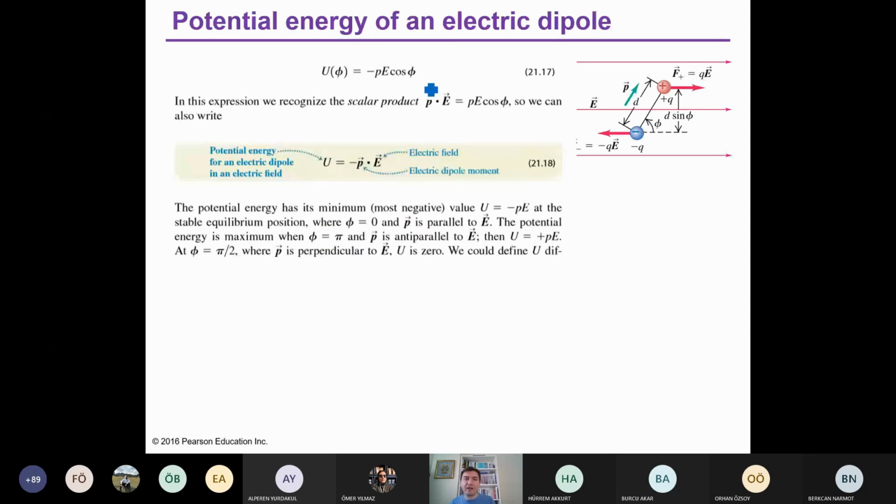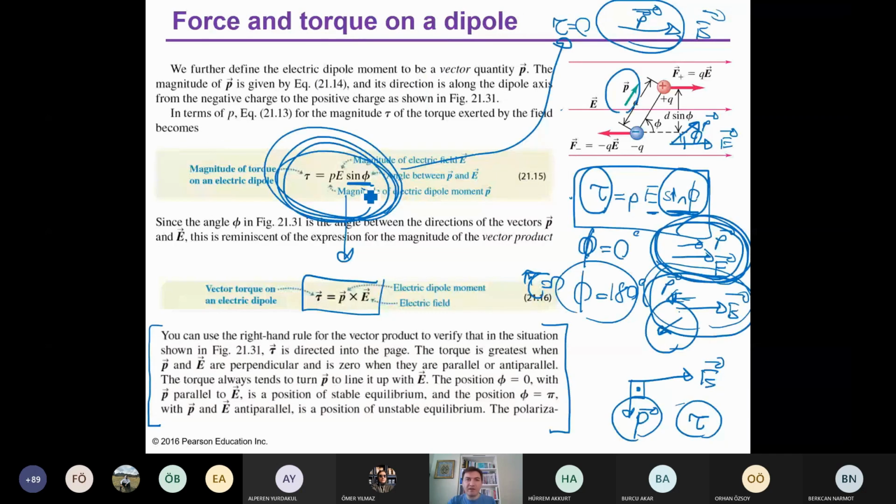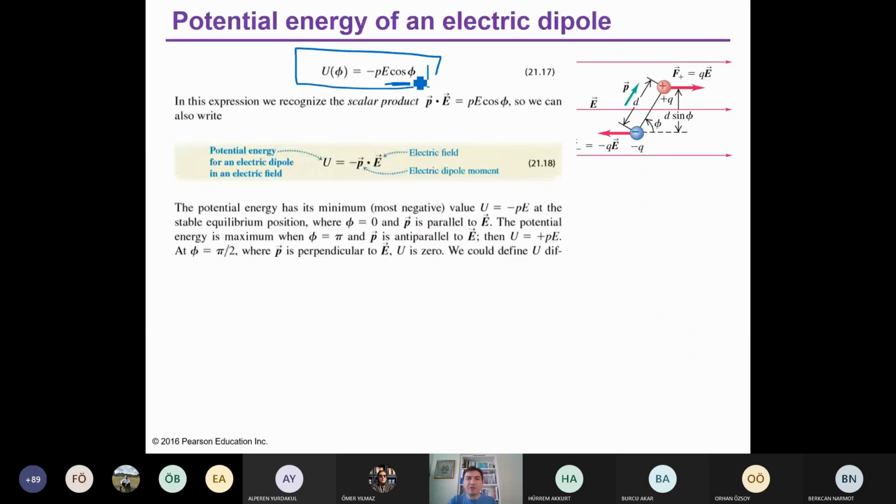In Physics 1, we discussed potential energy, and the potential energy for this condition is given by minus P times E times cosine phi. Torque is given with sine phi and a positive sign, but here we have negative PE cosine phi. You can also write this expression as a scalar product. This is the potential energy for an electric dipole in an electric field.